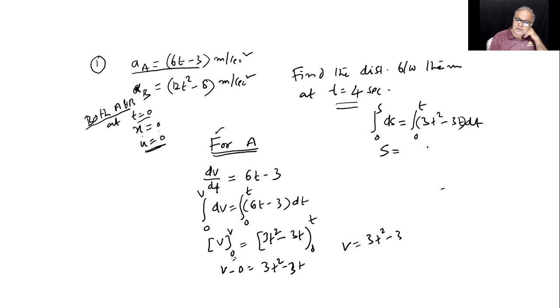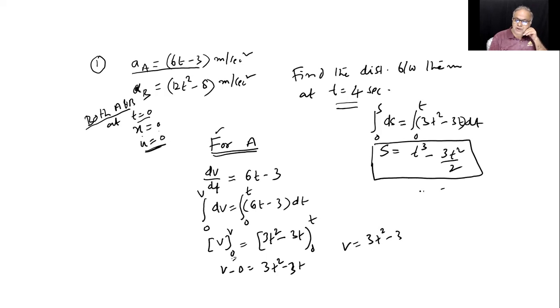T cubed by 3, the 3 cancels. T cubed minus 3t squared by 2. Straight away, if I put 0, it will go away anyway. Did I do it properly? Check it. So this is S.